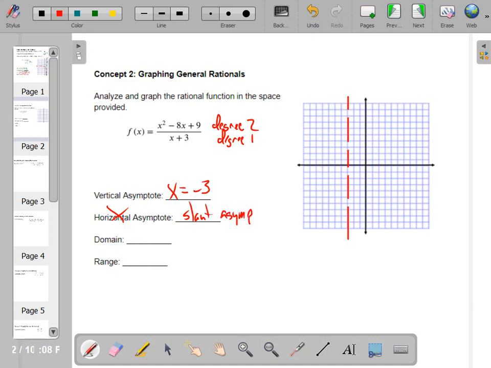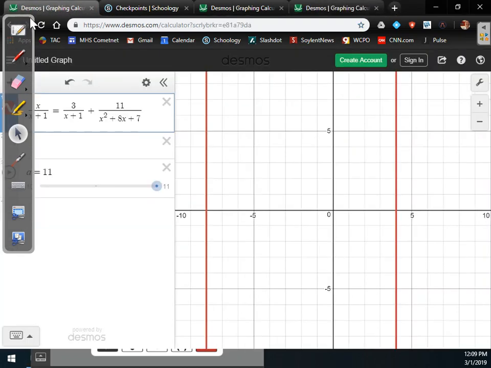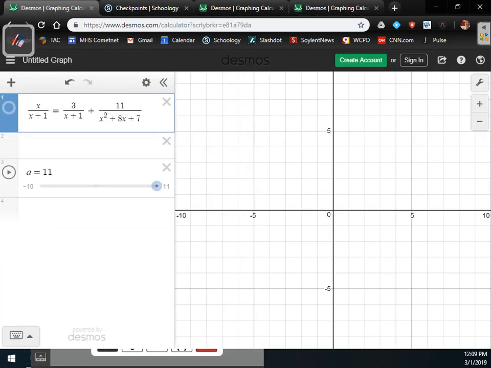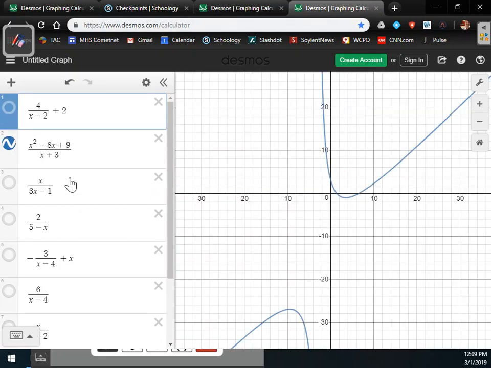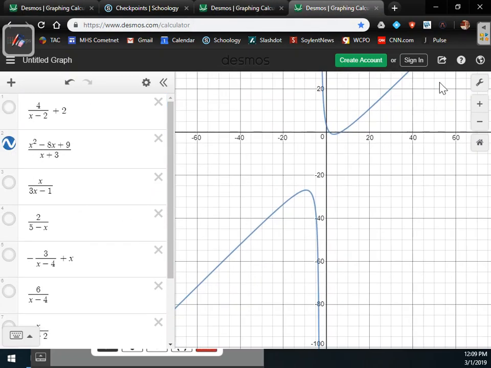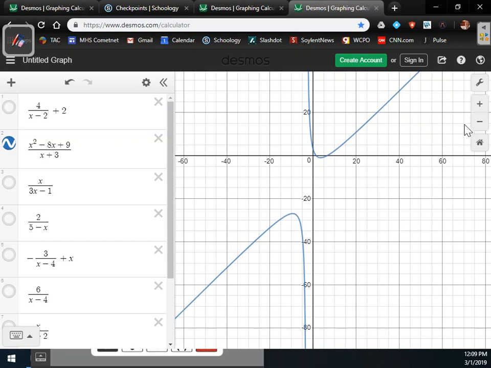And I'll show you what that looks like when we actually have the graph, but let's see if we can see it right here. Whoa, wait, that one. Ah, we found it. Okay. So you can see how this thing doesn't have a horizontal asymptote. It has a slant asymptote.